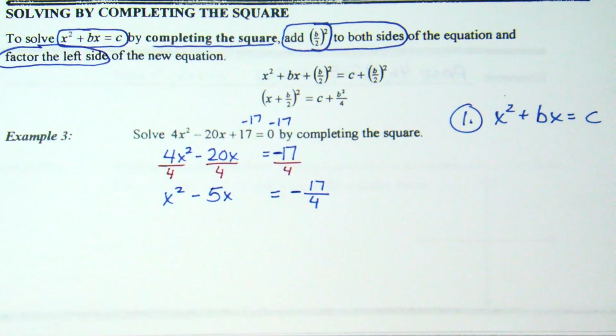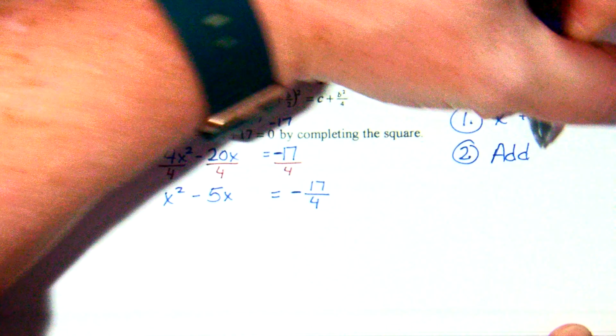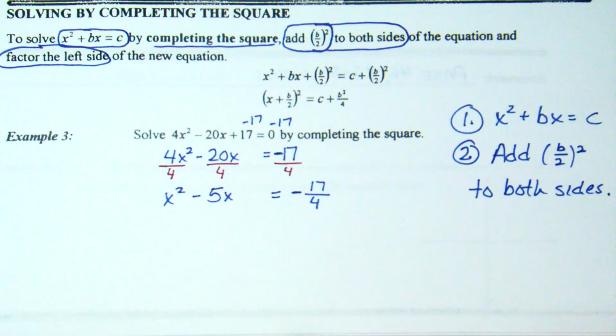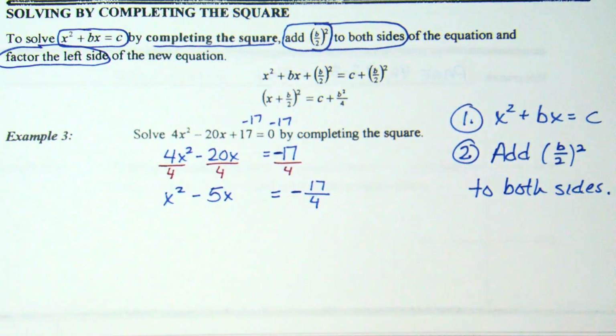Negative 17 fourths. Oh, I thought you were saying you weren't going to write that. Oh, no, I am writing that. Okay. So, x squared minus 5x equals negative 17 fourths. That is step one. We can check off step one as completed. Step two is going to be to add b over 2 squared to both sides. So we're going to have to find b over 2 squared, and add it to both sides.